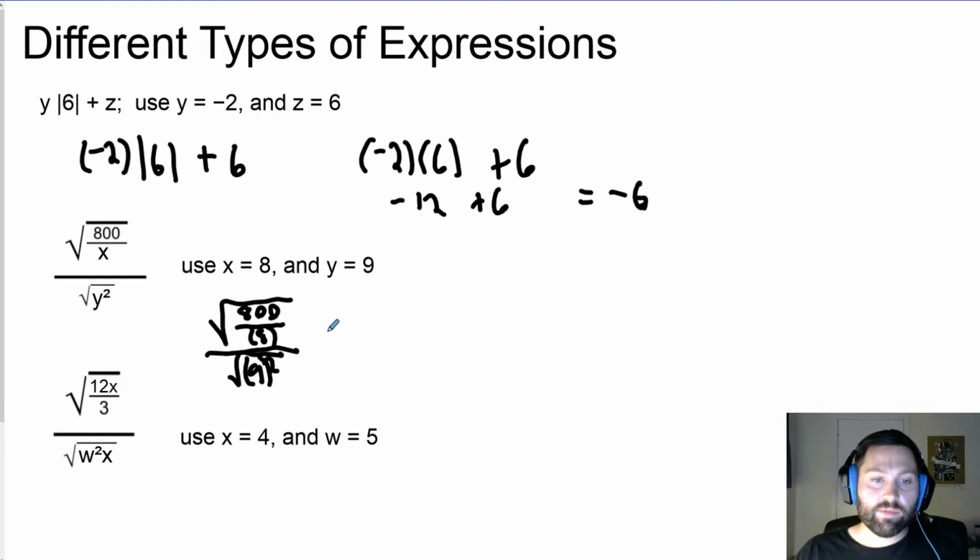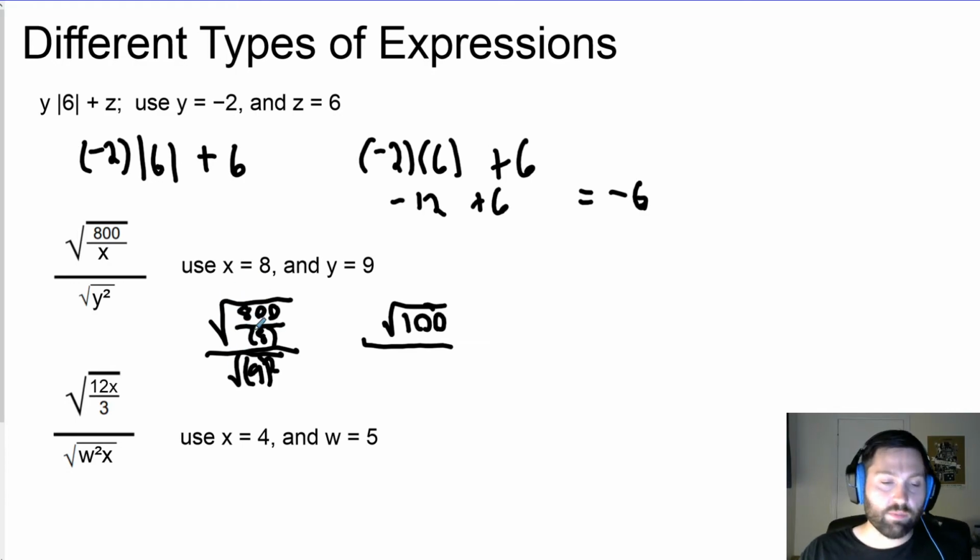So I'm going to do the top and then I'm going to come back to the bottom. So if I go ahead and simplify that, I get the square root of 100. I did 800 divided by 8. That's where we want to start. When you have a radical sign, you want to try to simplify everything under the radical sign first. And then for the bottom half, okay, I'm going to take 9 squared, and that is 81.